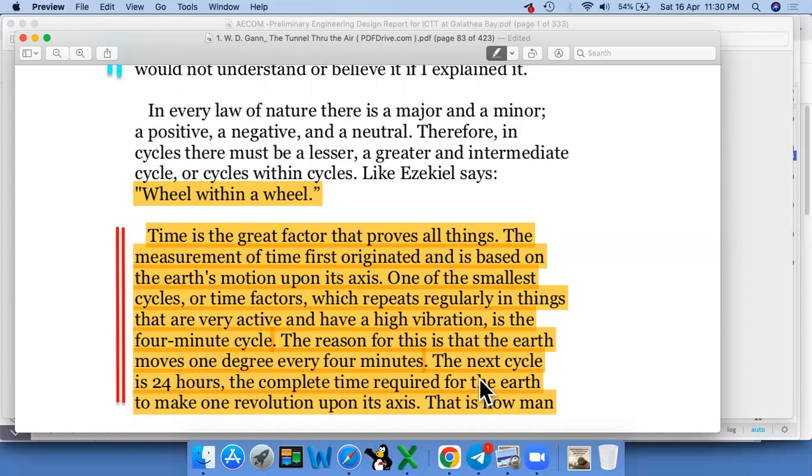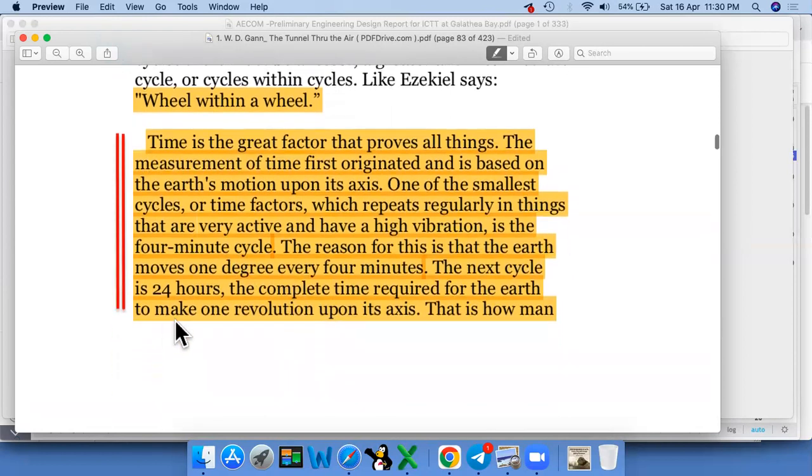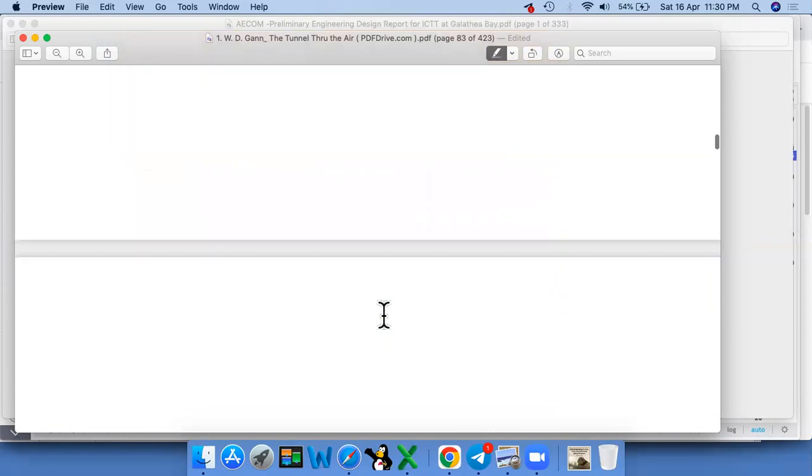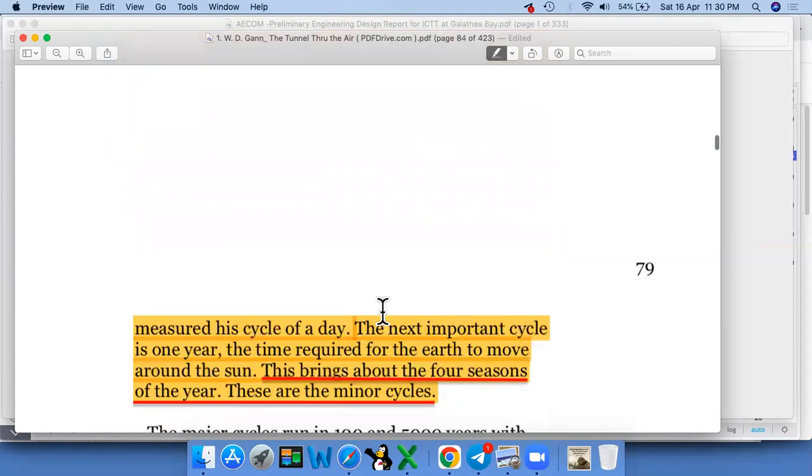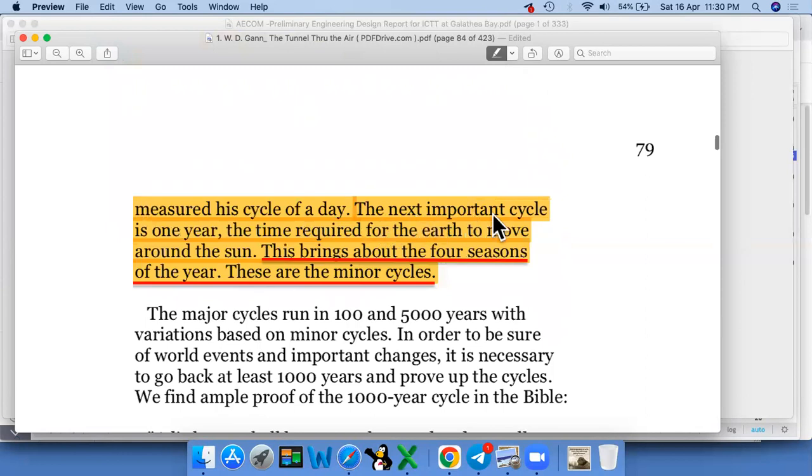The next cycle is 24 hours, the complete time required for the Earth to make one revolution upon its axis. This is how man measured his cycle of a day. The next important cycle is 1 year, the time required for the Earth to move around the sun. This brings about the 4 seasons of the year. These are the minor cycles.